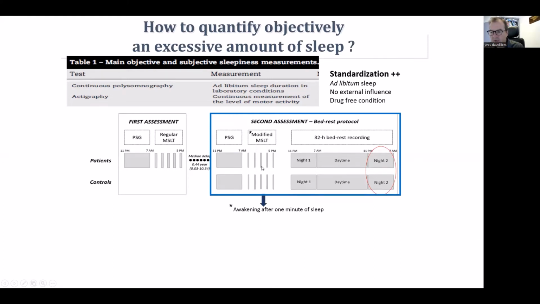If the patient falls asleep and has sleep durations of about 10 or 20 minutes, 5 times a day, that will disturb the second night after. So we modify the MSLT. We just quantify this propensity to fall asleep. And then, of interest, we put the patient in a bed for 1 night, 1 day, 1 night. I will come back to that in a minute.